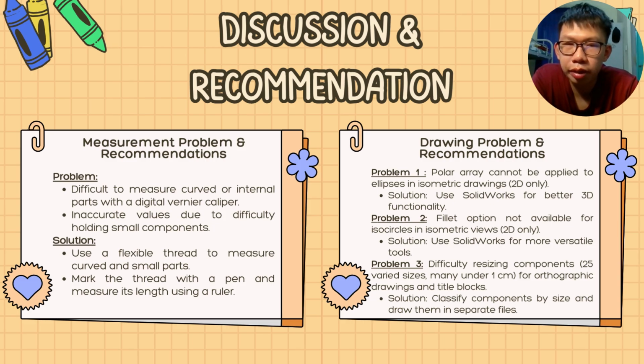In this project, we have faced the problem of difficulty in measuring curves and internal parts with the vernier caliper, which causes inaccurate values. To overcome this, we may use a flexible thread for the measurement, mark the thread with a pen, and then measure its length with a ruler. For drawing issues such as not being able to apply polar array to ellipse in isometric drawings, and the lack of fillet option for isocircle, switching to SolidWorks may be a better option for 3D for its functionality and versatility. To handle the resizing of components for orthographic drawings and the title block, categorize components by size and draw them in separate files. This solution should make the process of measurement and drawing easier.